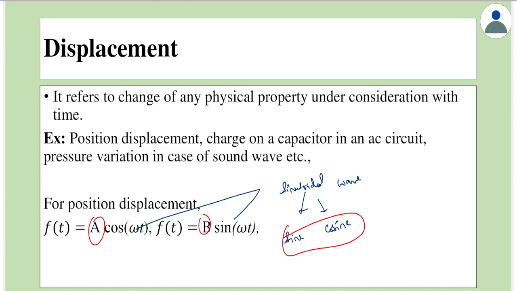Here A and B are called amplitude or maximum displacement. These are constant for a given motion. For example, if you look at the variation of charge on a capacitor, then this A becomes the charge amplitude. If you find the variation of pressure with time, then this A or B becomes the pressure amplitude. So amplitude would be the maximum value of a given parameter. So this is what displacement is.